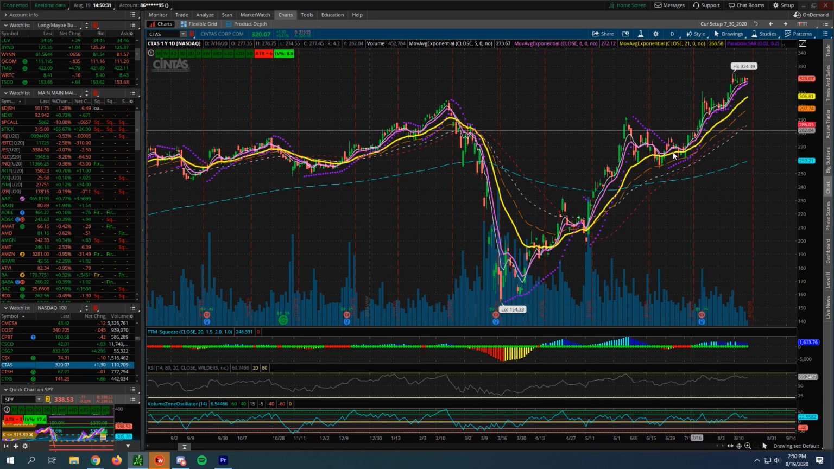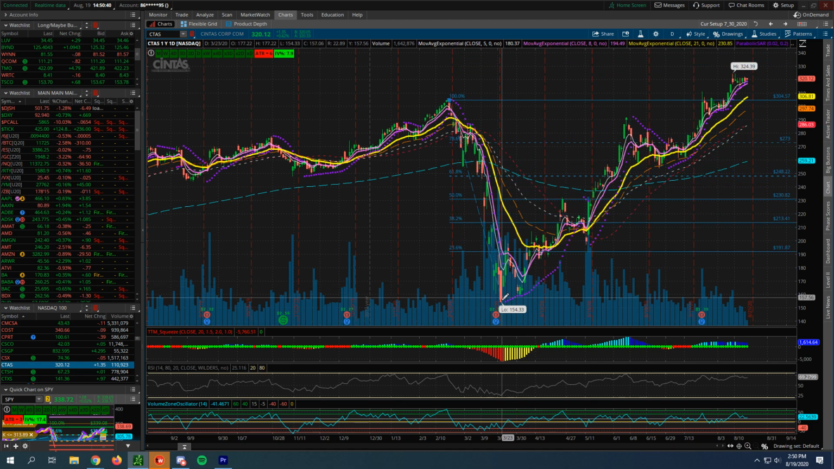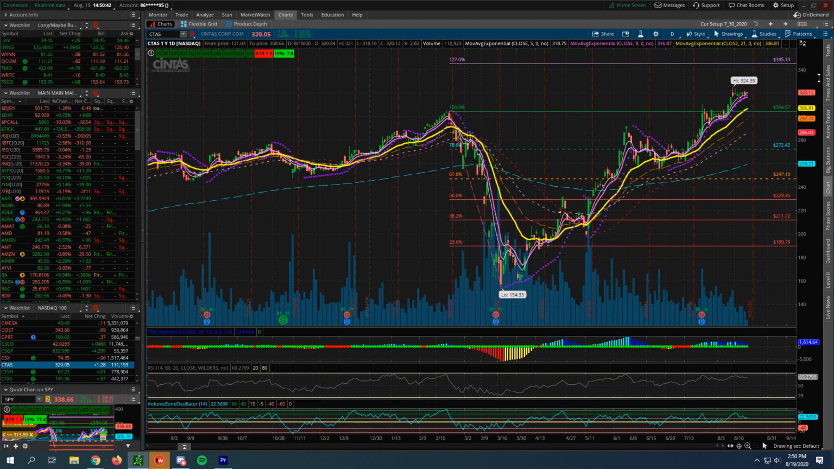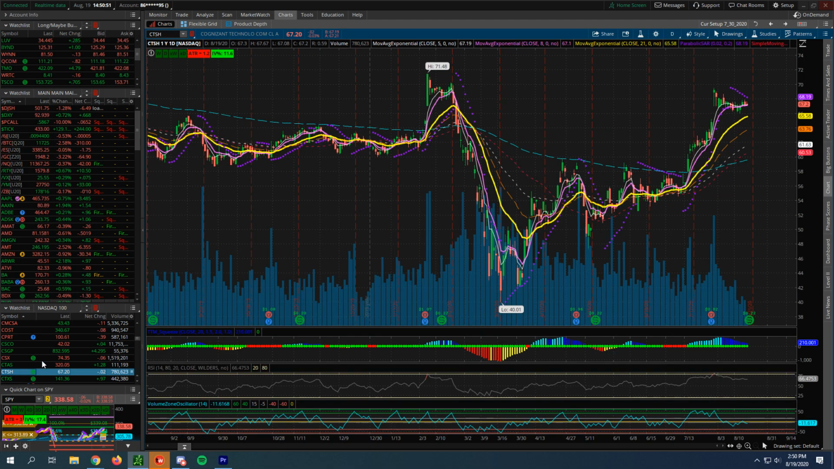Now we have CTAS. Of course, this has been doing very well here, holding that 21 EMA and continuing to climb higher. Looking for some potential overhead resistance once I get these Fibonacci numbers for you. The next overhead line of resistance is going to be around 345, and then support is going to be down from its previous high, where the 21 lines up, around 304.